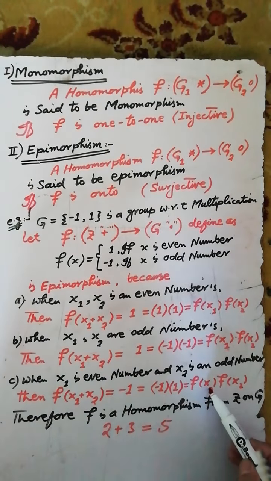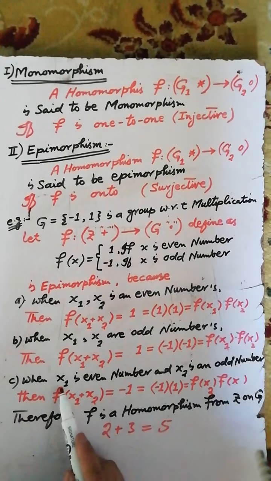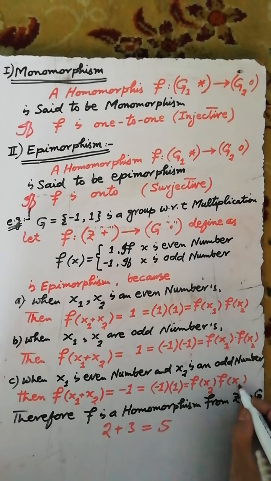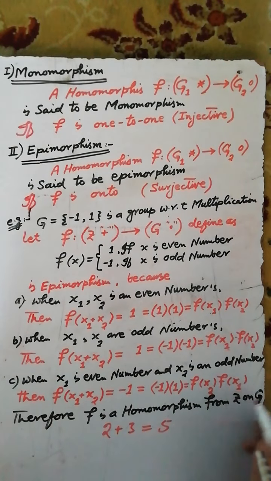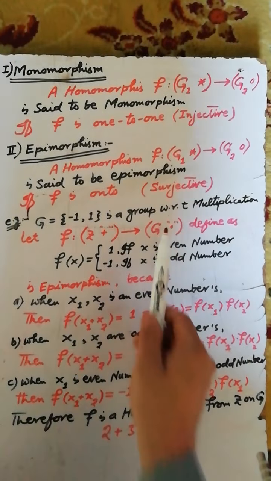where minus 1 is the image of the odd number x2 under the given function, and the image of the element x1 under the given function is equal to 1. Therefore, the function f satisfies the condition of homomorphism from the group Z to the group G.